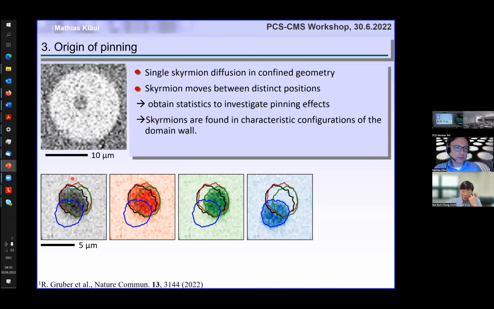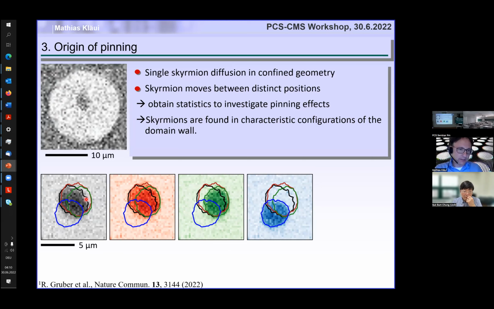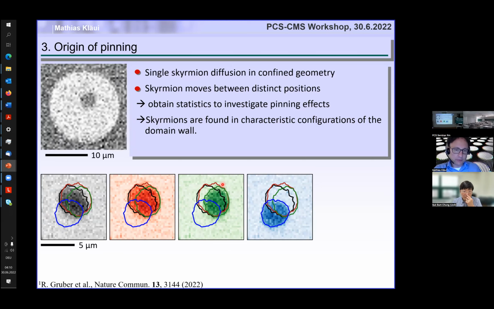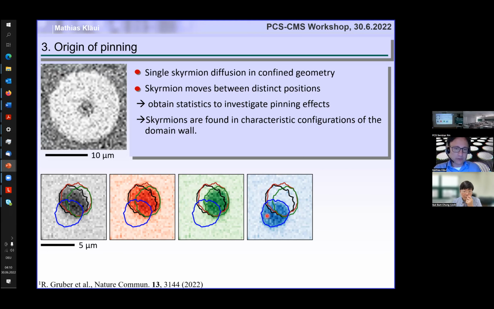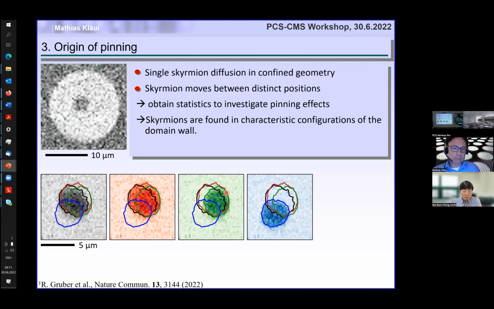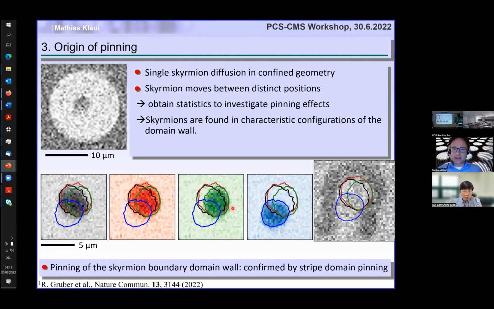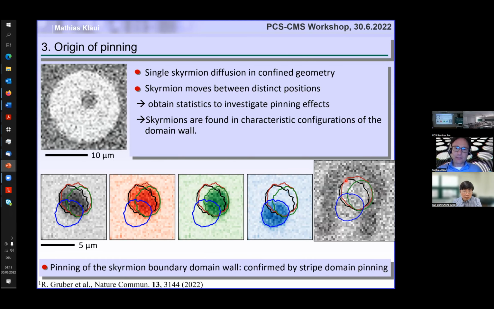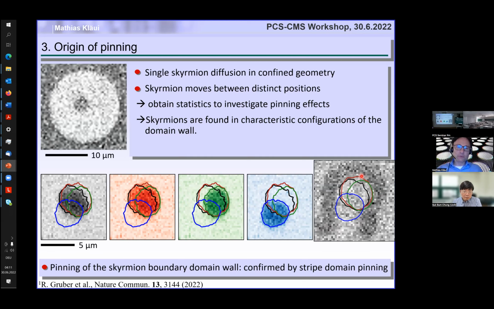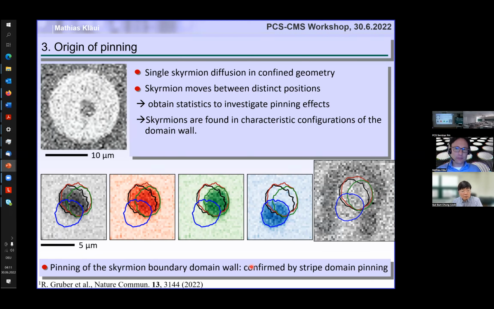And when we now image the skyrmions in 4 different positions, in black, you always see the surrounding of the skyrmion. So that's the perimeter of the skyrmion. And here in red, you see the skyrmion when it's at this position. In green, we see the skyrmion when it's at this position. In blue, we see when the skyrmion is at this position. Then what we find is that the skyrmion domain wall very often is pinned at a certain position. And it's not the center that is pinned, but actually it's the domain wall that is pinned. We can see this even when we have striped domains: the domain wall of the striped domains is pinned at the same position as the domain wall of the skyrmions. So really what we can see here is that the skyrmion boundary domain wall governs the pinning and not the center of the skyrmion.